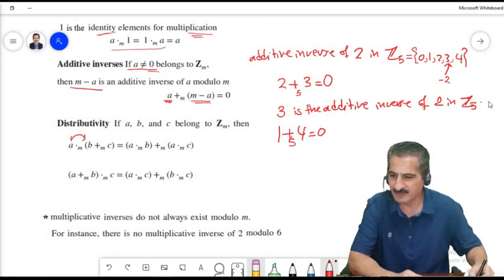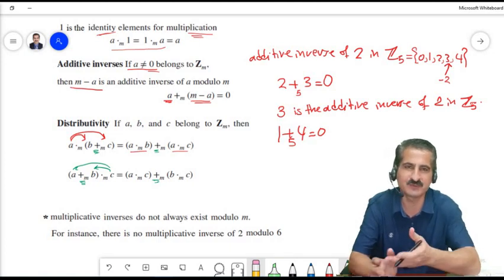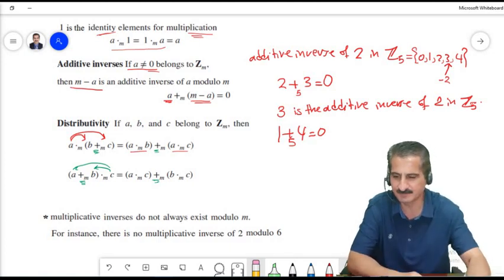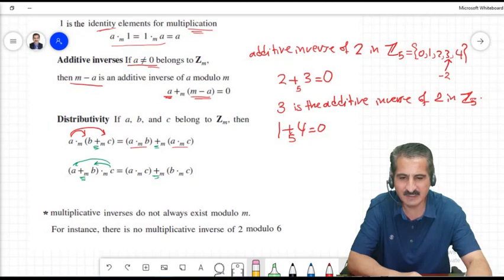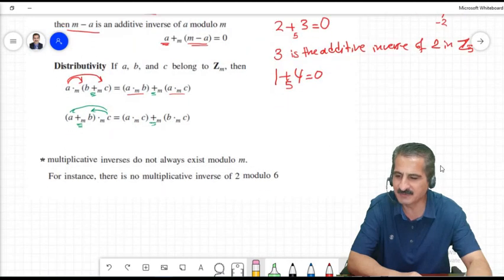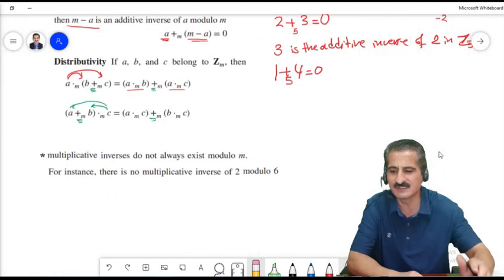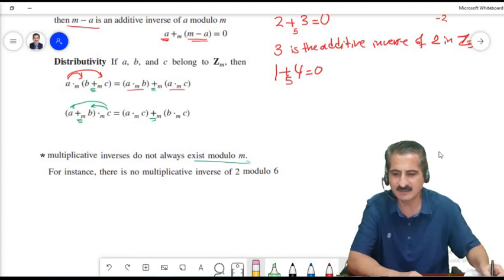Distributivity. Distribute this over that, we get a times b plus a times c, and the same thing happens from the left or from the right. You know these things happen with integers, so it also happens here. And at the end, we will say that multiplicative inverses do not always exist in modulo m.